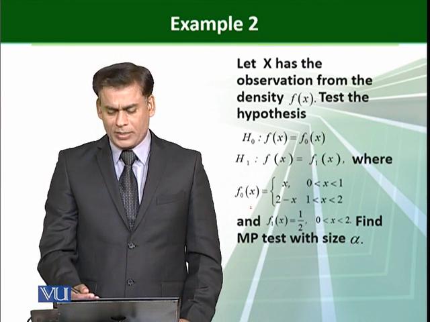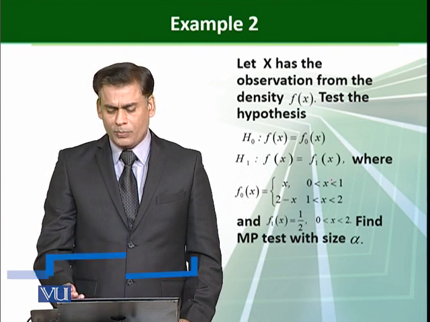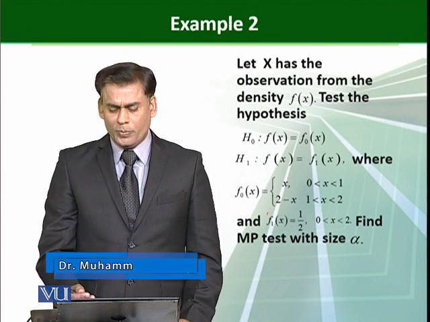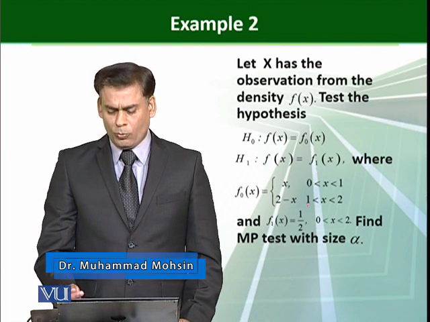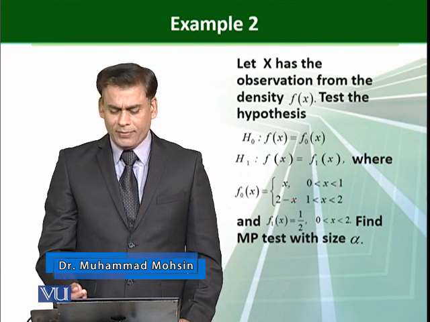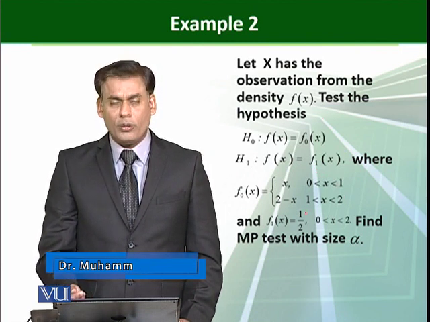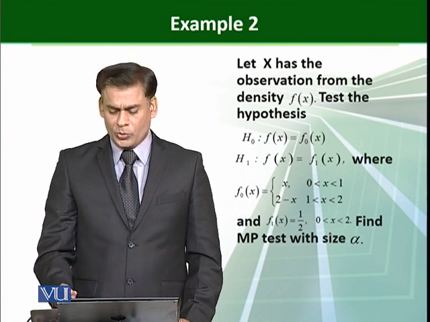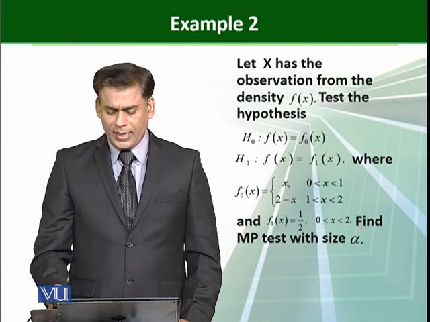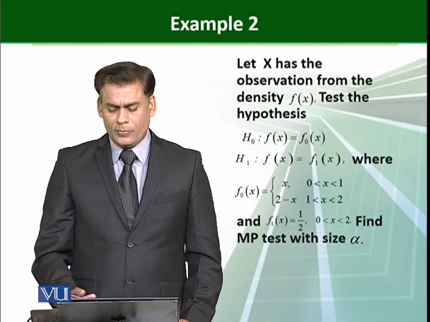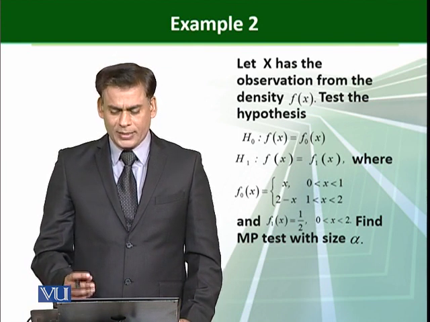That is, f0(x) is x between 0 to 1, and 2 minus x between 1 to 2. And for the alternative hypothesis, the density is 1 over 2, from 0 to 2. The objective is to find the most powerful test with size alpha. So let's see how we proceed.